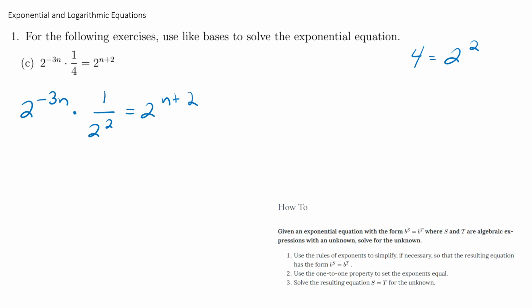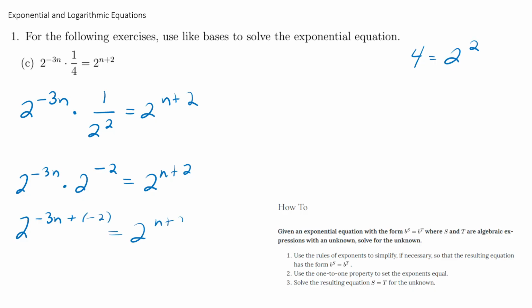And then using our exponent rules, I can make this 2 squared actually a negative, right? So times 2 to the negative 2 is equal to 2 to the n plus 2. And then using my exponent product rule, if I multiply same bases, I add those exponents. So this is 2 raised to the 3n plus negative 2 equals 2 to the n plus 2. So I can rewrite that as 2 to the 3n minus 2 equals 2 to the n plus 2. So now since I have that one-to-one property again, same bases, I can just set those exponents equal to each other.